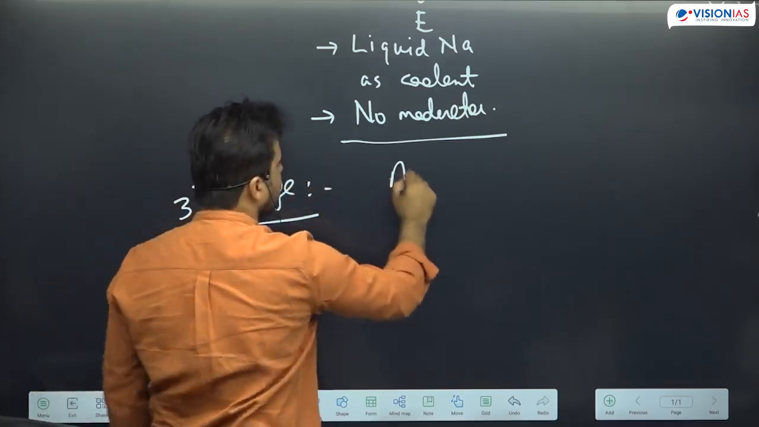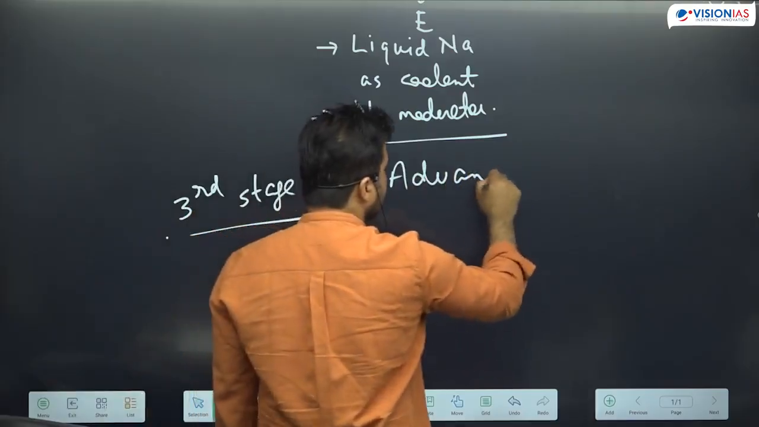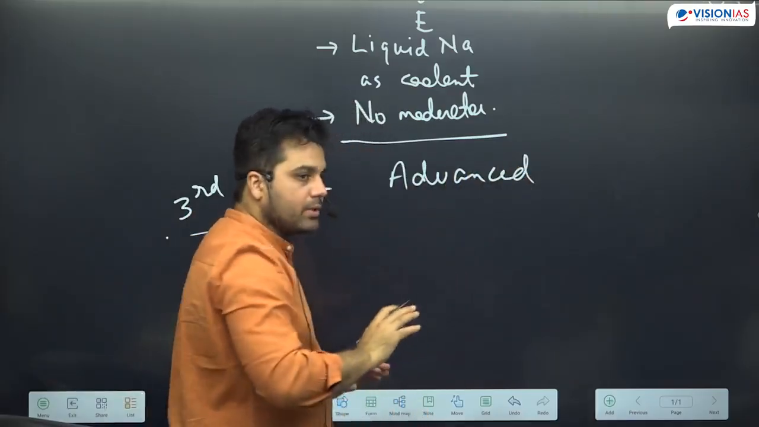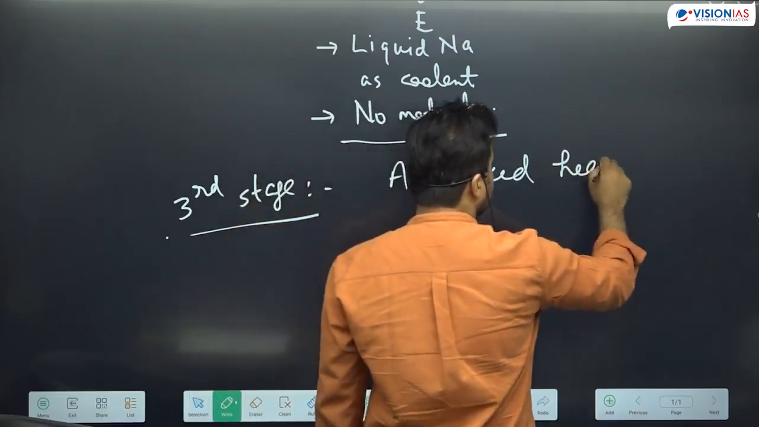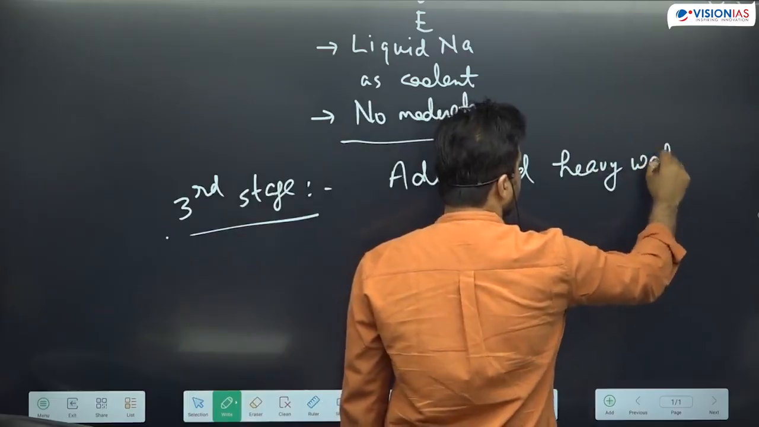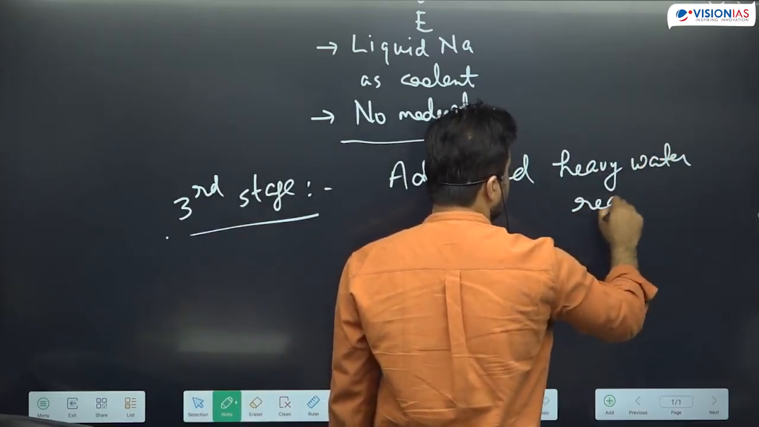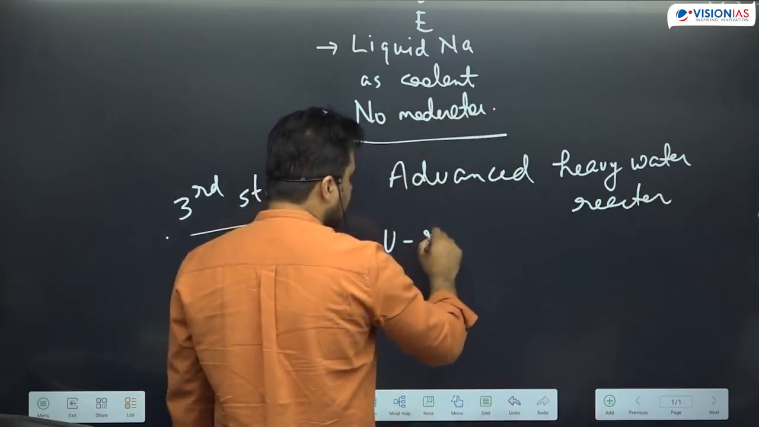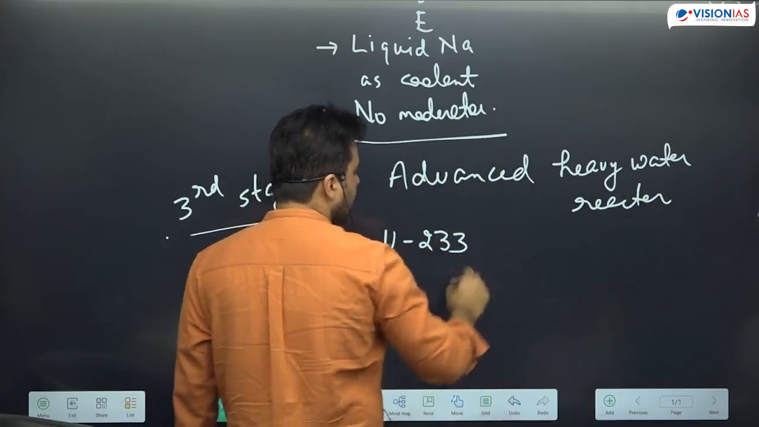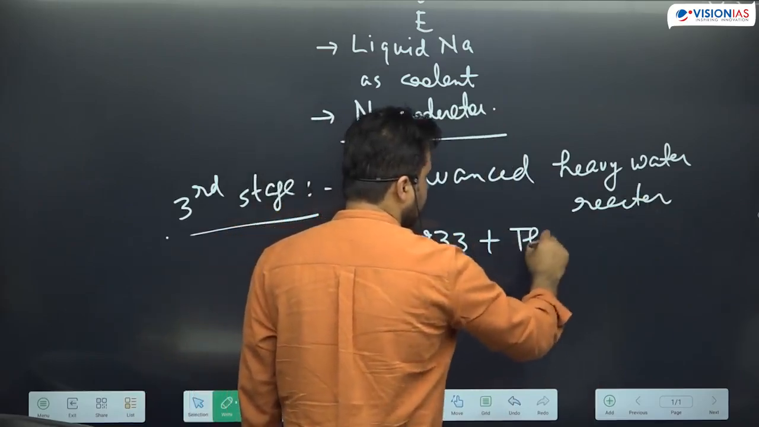Third stage, one of the types of reactor we are exploring. We are not close to the third stage at all, but a type of reactor we are exploring is called advanced heavy water reactor. In third stage, we will be using uranium-233, but we have a lot of thorium.